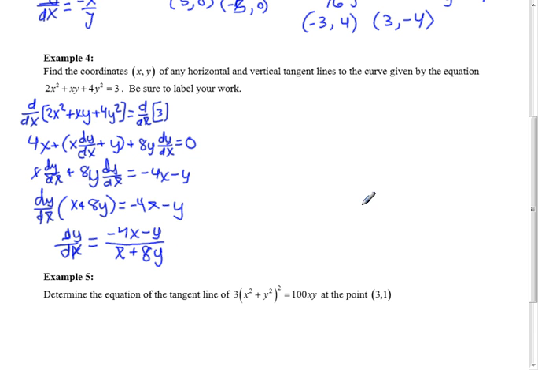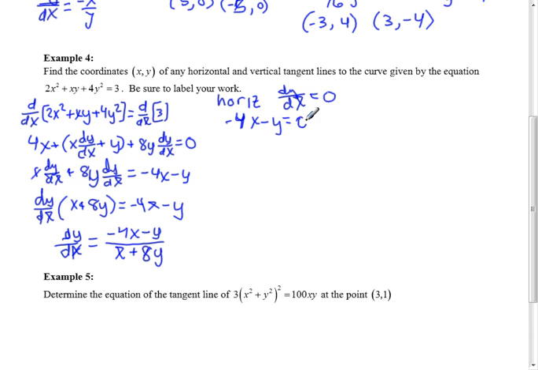Okay, so now we're looking at where we have horizontal and vertical tangent lines. This is very similar to what we did before. When we're talking horizontal, we want dy/dx to be 0. So that's our numerator, negative 4x minus y equals 0.